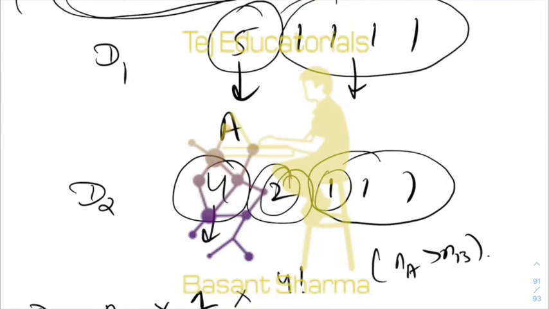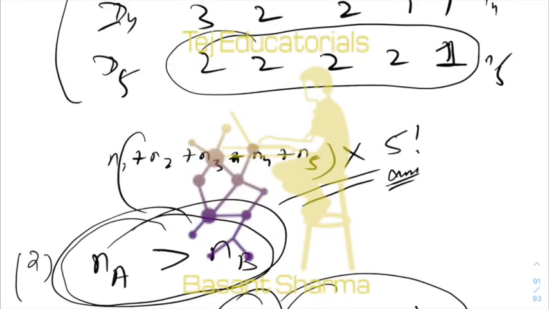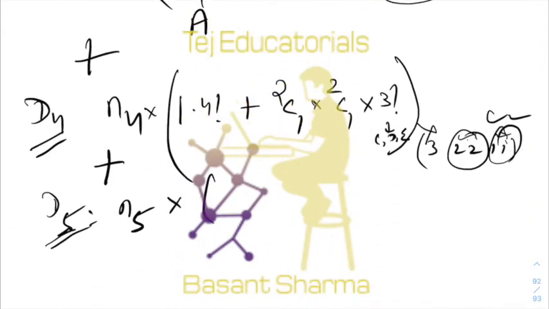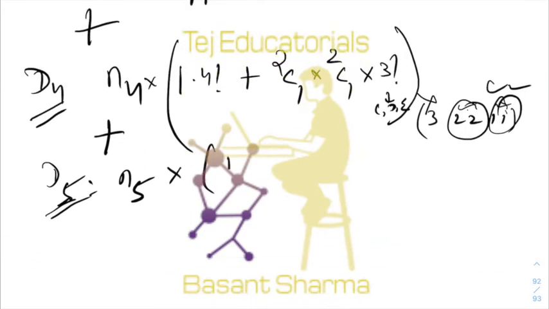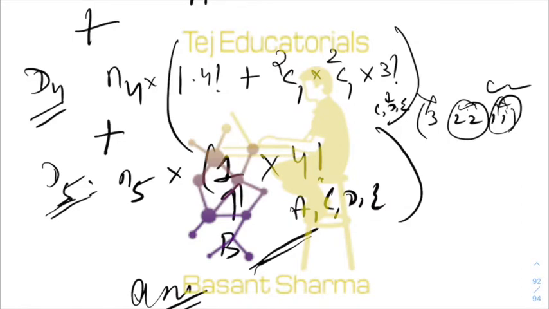now D5 is straightforward. D5 is 2, 2, 2, 2, 1. So basically B can only get this group. There is no other way. Okay. So in this we do the reverse. Give the group of size 1 to B, and then permute the remaining groups amongst the remaining A, C, D, E in 4 factorial ways. So this will be your answer.